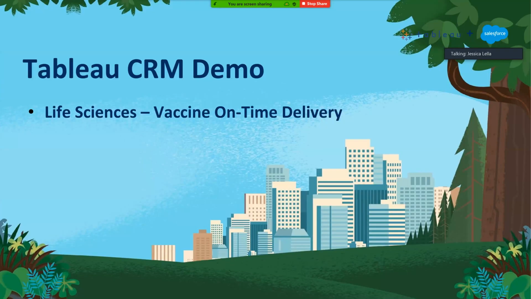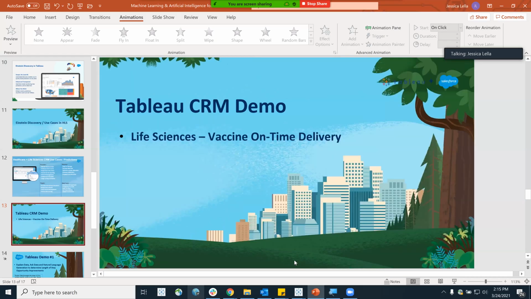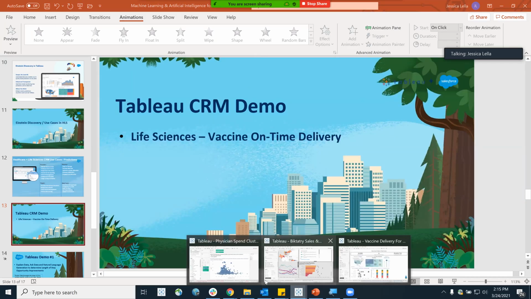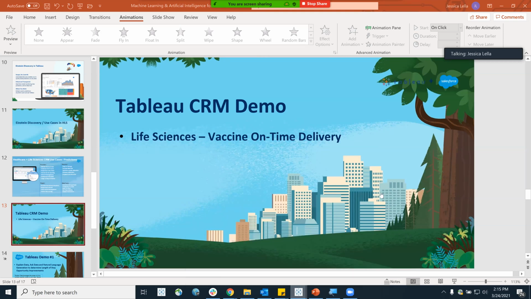So without further talking and slides, let's do a demo. All right, so we're going to be looking at vaccine on-time delivery. So we're looking at vaccines, but you could also relate this to medical devices delivering on time, therapies being delivered on time, retail. So this could be agnostic, but we're going to look at it in the scope of vaccines because, well, it's a pretty relevant topic right now, right?